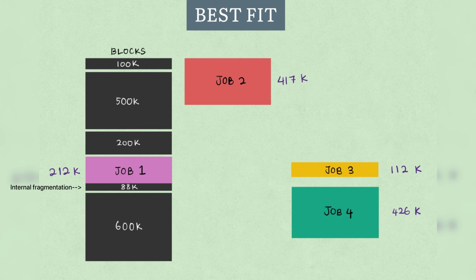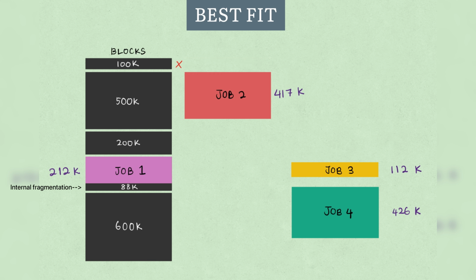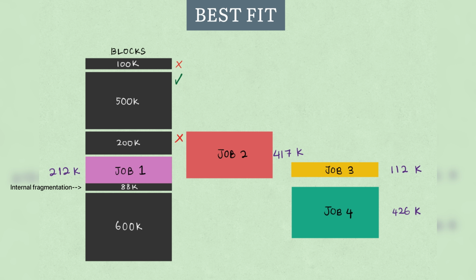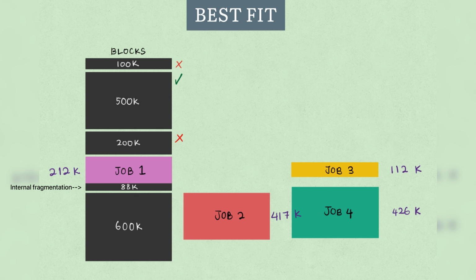Next, we move to job 2. We check the first block and it doesn't fit. So, we move to the second block. Yes, it fits, and it is our best block for now. Then go to block 3. It doesn't fit, and since block 4 already allocated job 1, we move to block 5. Yes, it fits, but it is not the best block. So, we allocate job 2 in block 2.